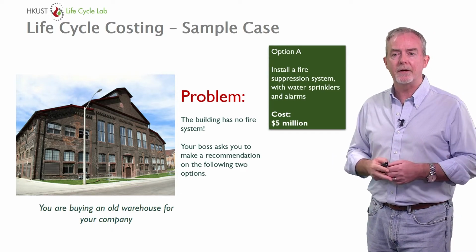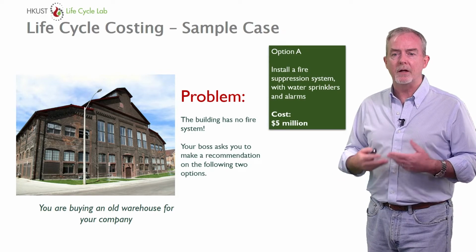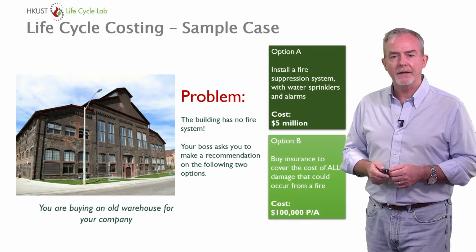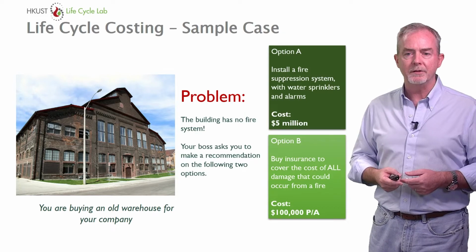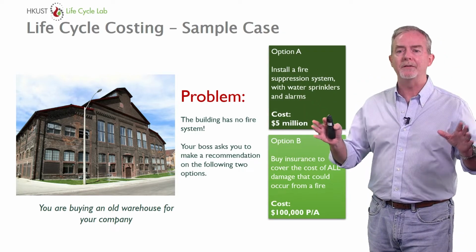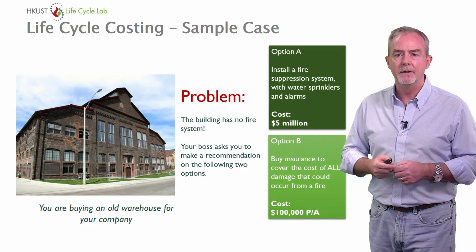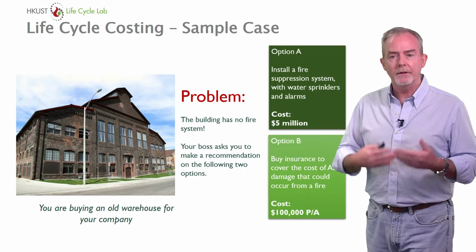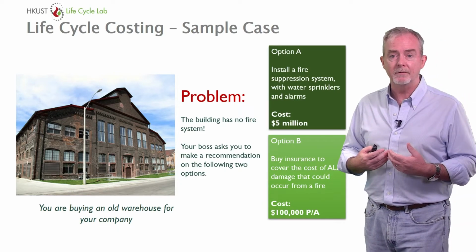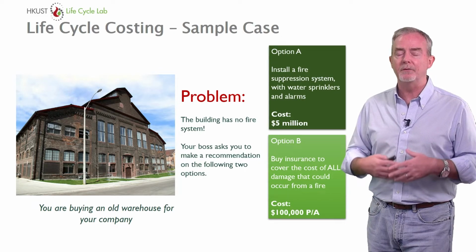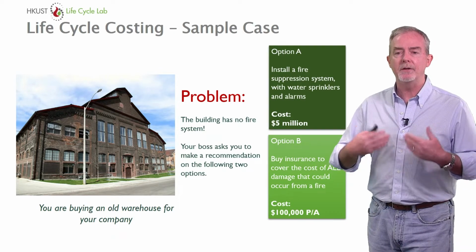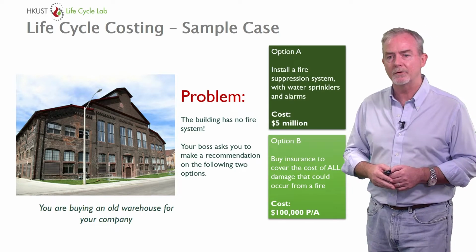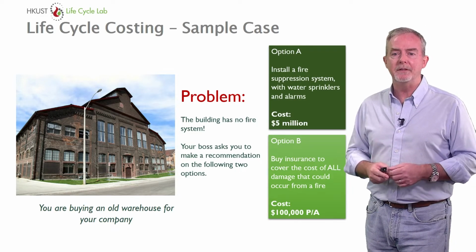Option one is that you install a fire suppression system with water sprinklers, alarms, and more. All of this combined will cost about $5 million. Your second option is to buy an insurance policy, and the insurance policy will cover all of your expenses if this building burns down. And that cost is about $100,000 per year. Now, if you look at this from a simple payback perspective, it's very clear that option B is much, much better. You would have to pay year after year before you would finally get up to $5 million in initial costs. So you might be tempted to say option B is the better one.